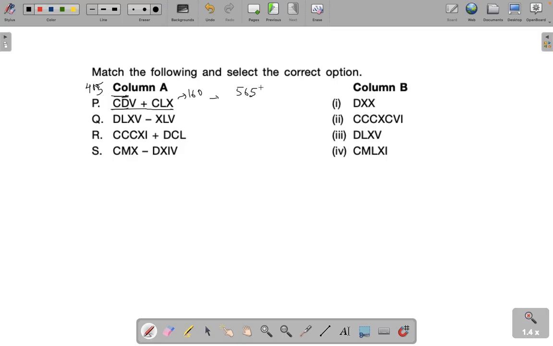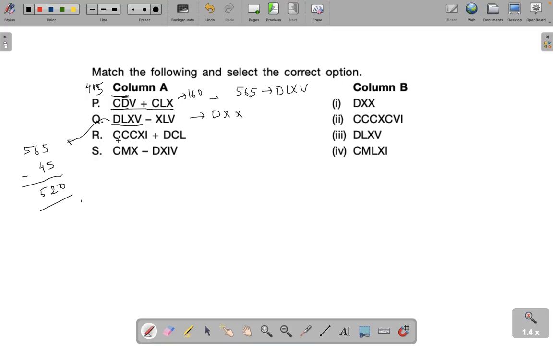Yeah, very good. So this is DLXV. 500 plus 65. Right, okay. Then what is the value of DLXV? We have already calculated it, right? 565. Yeah, 565. What is the value of XLV? 45. 45. Now if you subtract both of these, what do you get? Sir, 520. 520. What is the Roman number for 520? DXX. Correct.